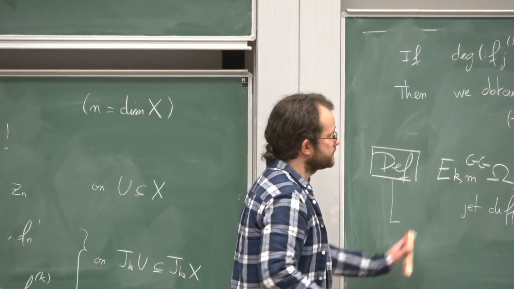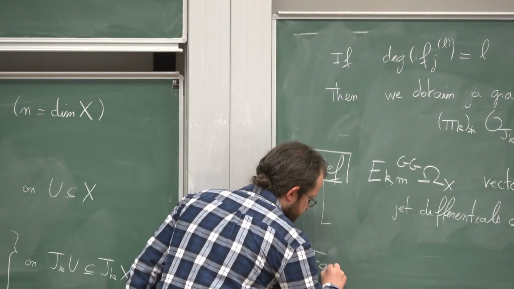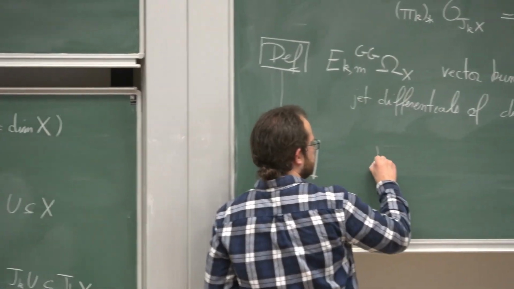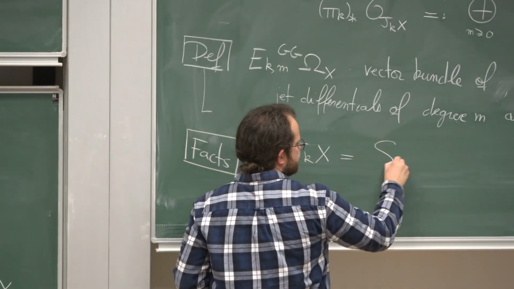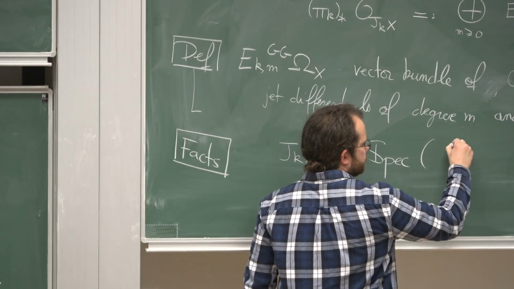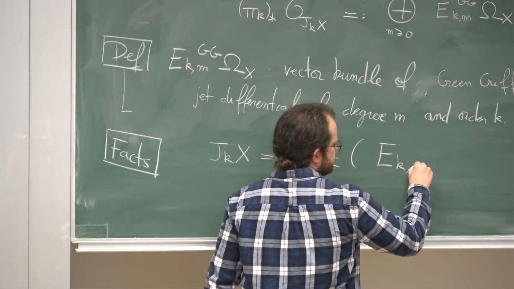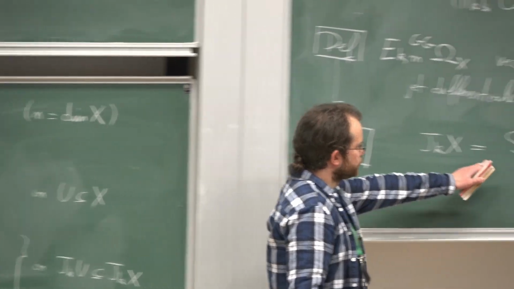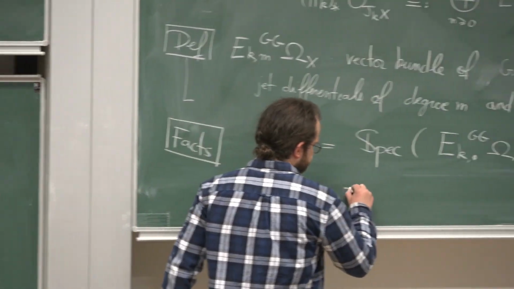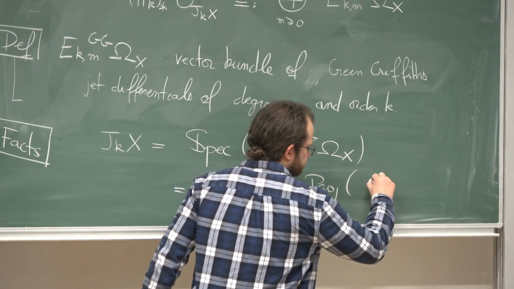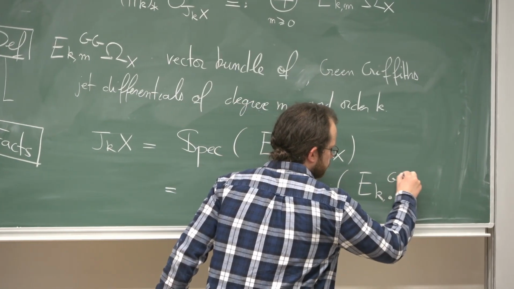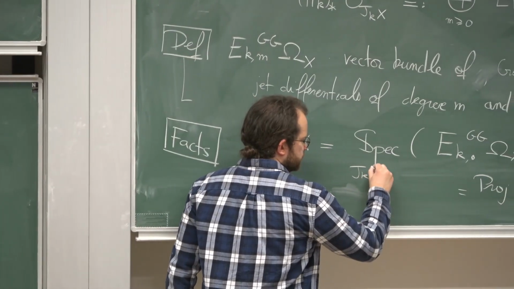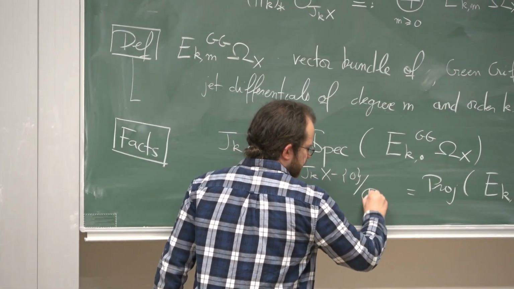So of course, once you have this, you have several easy facts related to the links between this graded algebra and Jk. So Jk is the relative spec of the graded algebra E_k^{GG} bullet of Omega X. And if you now take the Proj using this grading, you get the quotient of J_k minus its zero section by the action of C star.